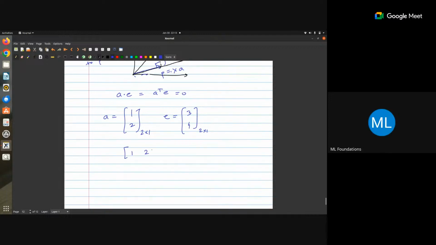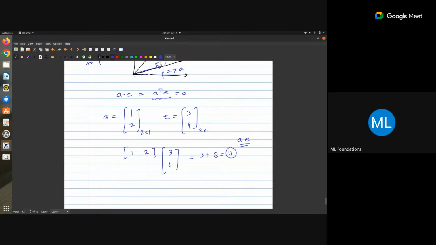So what is the transpose of A? 1, 2. If I multiply it with 3, 4, then I'll get a scalar: 3 plus 8, which is 11. So this 11 is a dot product. So A dot E is a dot product, but in vector format I have to take the transpose of one vector and multiply it with the other vector. Then only I'll get a scalar.